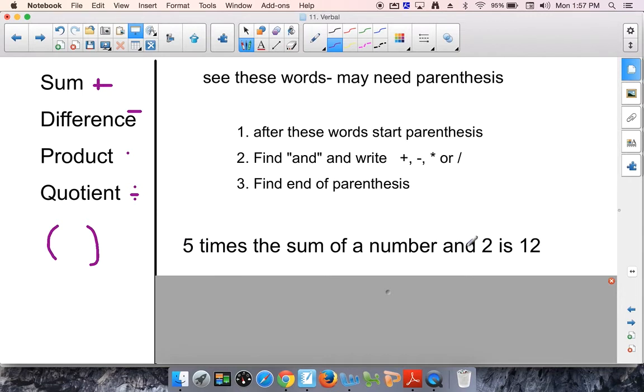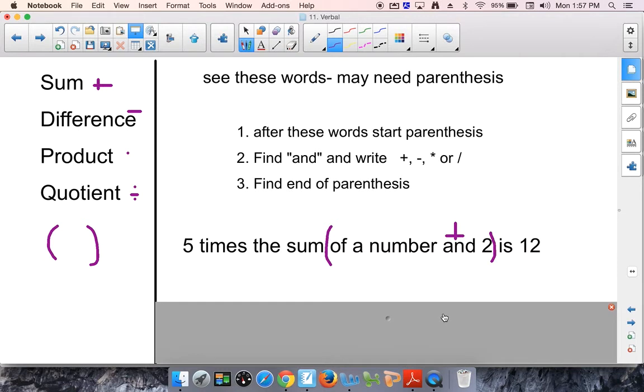All right, so now let's go left to right, following these three steps. Number one, after the word, write a parenthesis. So the word sum is there, I put the parenthesis in. Find the word and. Since sum means plus, right on top of the word and, I put a plus sign. The end of the parenthesis, a lot of people want to put it at the end, but remember it has to come right before the equals, which is, so it's going to come right in there. So now we can go left to right, and to be honest with you, since we've done all that, we don't need that word anymore. We can cross it off, and we just go left to right.